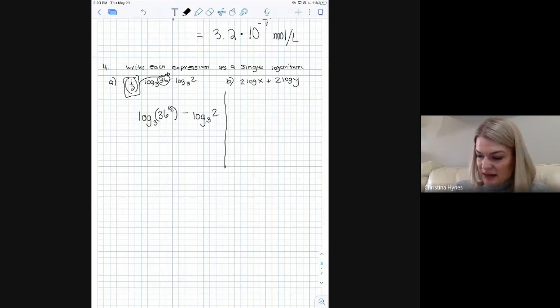Okay, so I'm going to do the same thing for B as well. So for B, when you see a number in front of the coefficient, bring it up to the power spot. So log of x to the power of 2 plus log of y to the power of 2. Okay, so those 2's in front became powers.